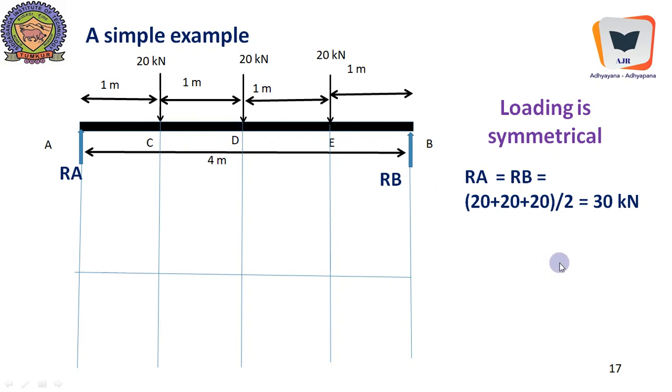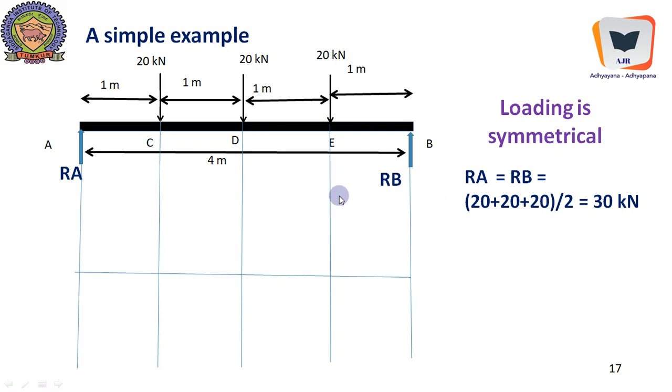So it's very important, because by identifying whether the loading on the beam is symmetrical, we can avoid the drudgery of calculating support reactions. See, here I can directly place RA equal to RB equal to all the three loads added divided by 2, 30 kilonewton. So the beam will experience a reaction of 30 kilonewton here and here.